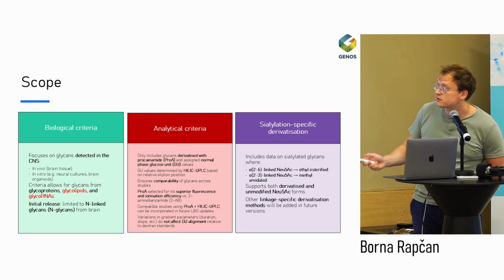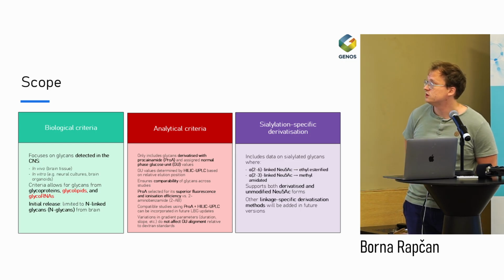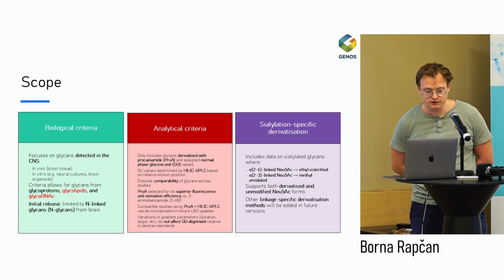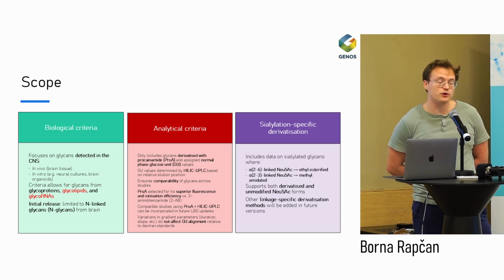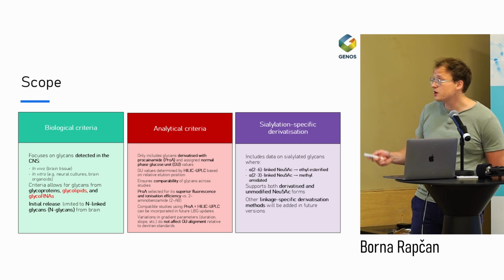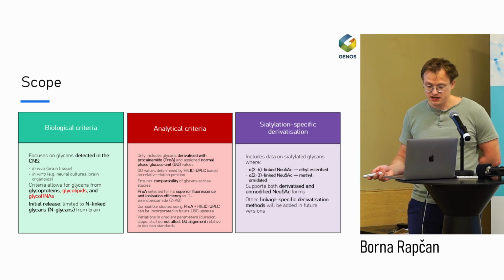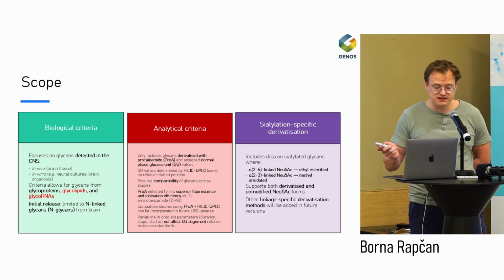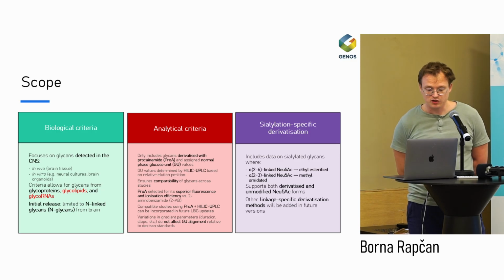The first part would be the biological criteria, and the second part would be analytical criteria. The biological criteria focuses more on the location of the glycans, so they have to be CNS glycans, of course, but they can be both from in vivo and in vitro origin. The glycans that are planned to be included are the glycoprotein glycans, glycolipid glycans, and glycoRNA glycans, but currently the database is limited only to N-glycans released from glycoproteins.